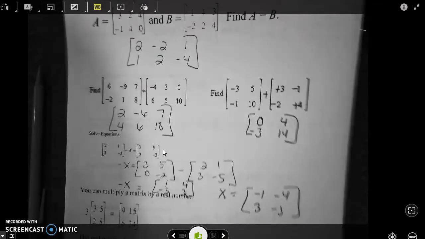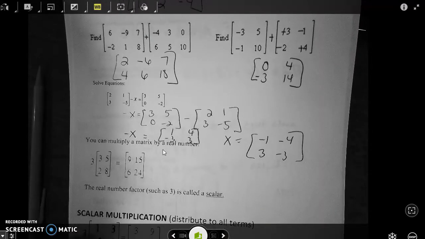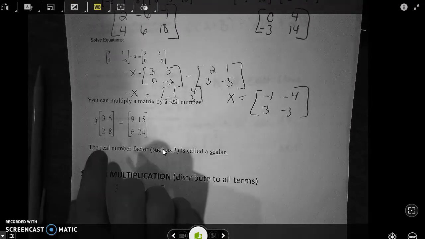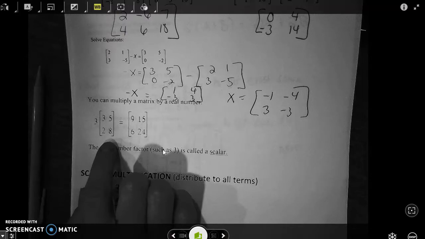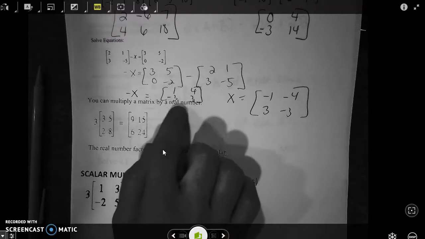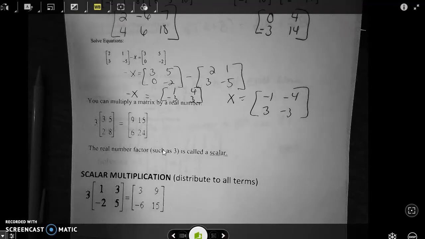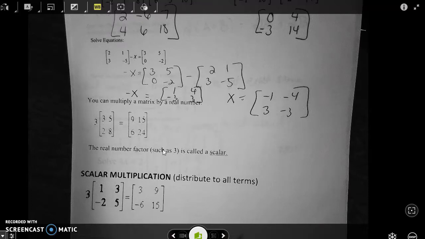Our last thing that we're going to look at today is what's called scalar multiplication of matrices. As you're looking at scalar multiplication, it just means you're multiplying a matrix by a real number. So I have this matrix, I'm multiplying it by the real number 3, so you can see each and every element has been multiplied by 3, and that's called scalar multiplication.